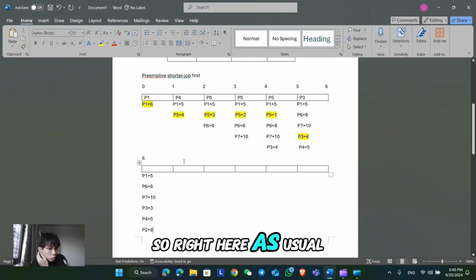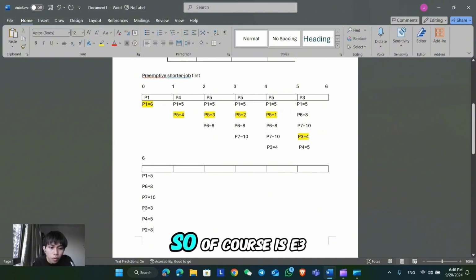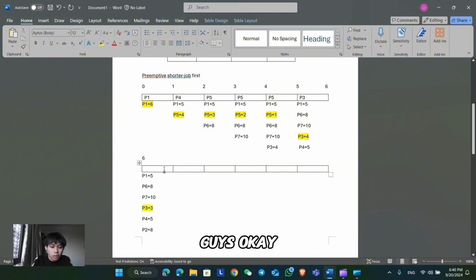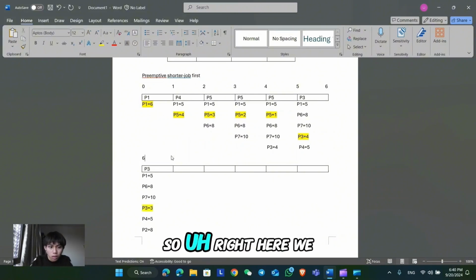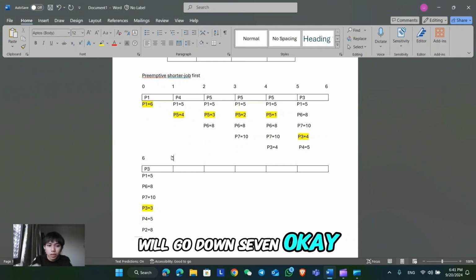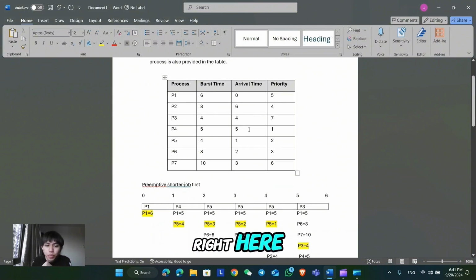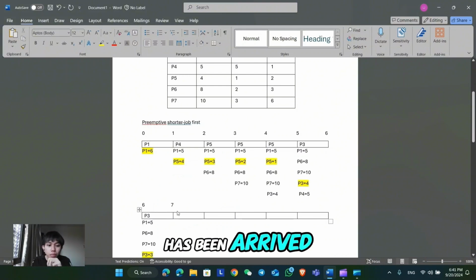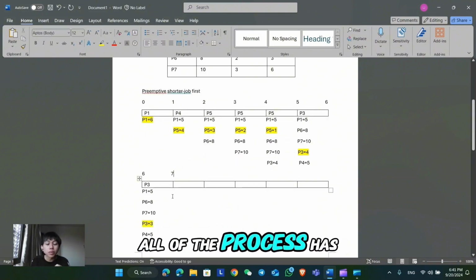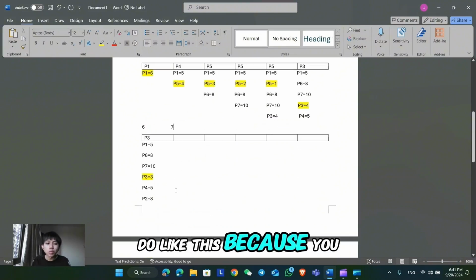Right here, as usual, we need to choose the smallest digit. So of course it's P3. I'll highlight for you guys. We'll put down P3. Right here we will write down 7. Let us see from the table which arrival time matches with the 7. As you can see, no arrival time matches with the 7 because all of the processes have already arrived. So we cannot continue like this because you won't calculate the answer.